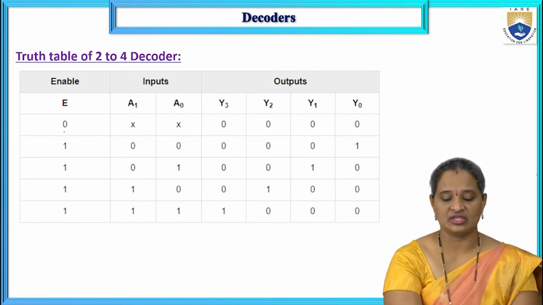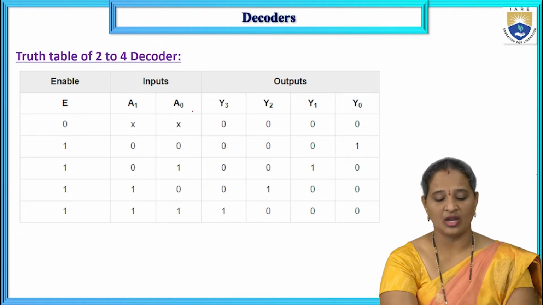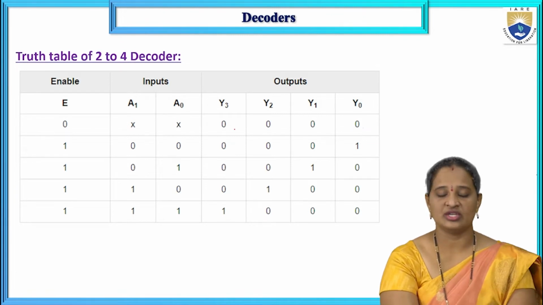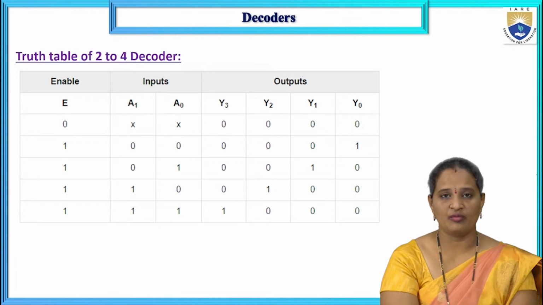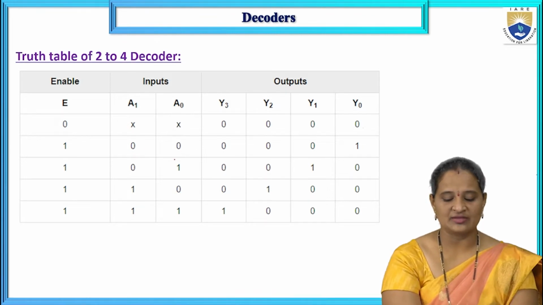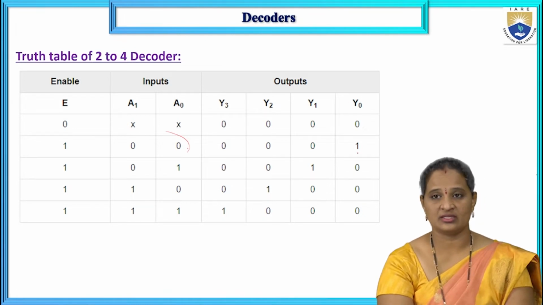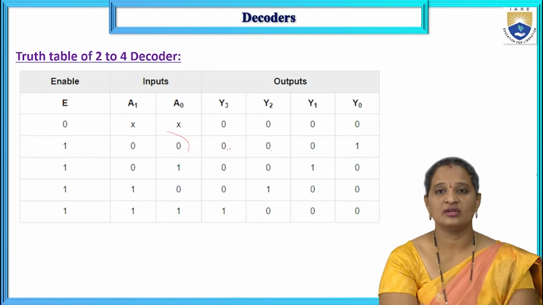When the enable input is 0, whatever the input applied to A1 and A0, all the outputs are disabled. That means all the outputs are equal to 0. And the decoder performs its operation whenever the enable input is high. Now let us consider that enable input is high. Now the inputs applied are 0 0. What is the decimal equivalent of this one? This is equal to 0 and hence Y0 is high and the remaining all are zeros.